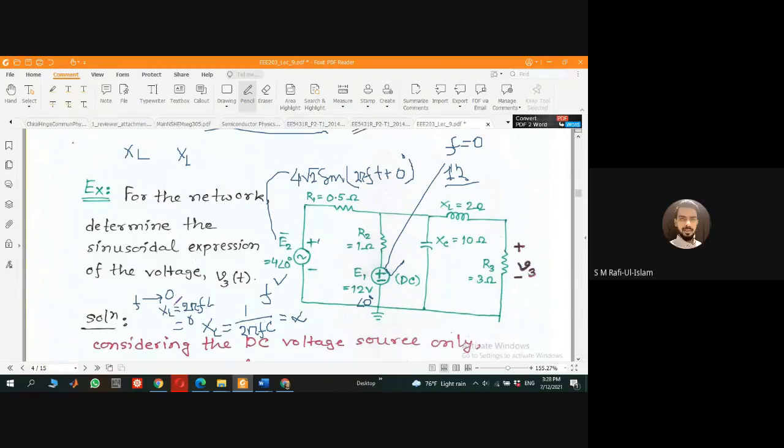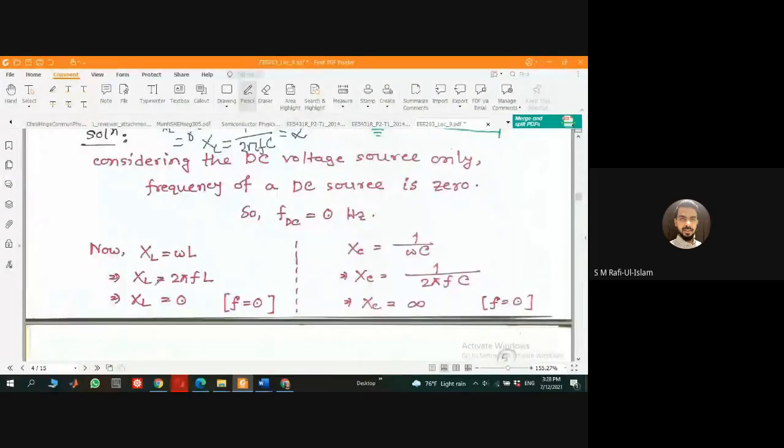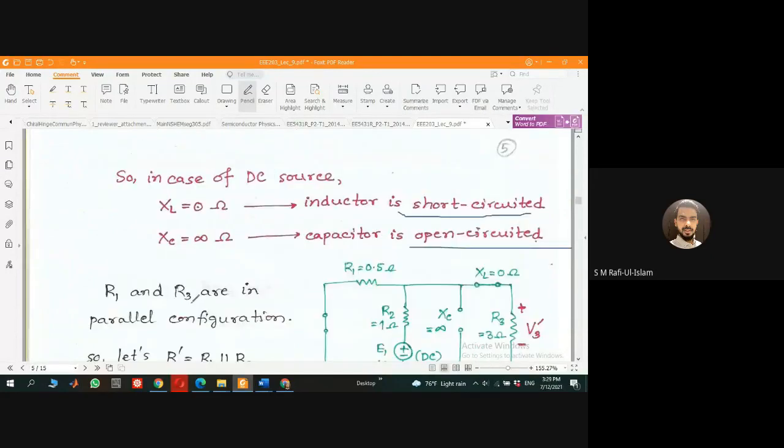At DC, the inductor will be like a short circuit because XL equals 0, and the capacitor will behave as an open circuit, since the impedance is infinity. That's what we have seen here: XC equals infinity and XL equals 0. So the inductor behaves as a short circuit, and the capacitor behaves as an open circuit.